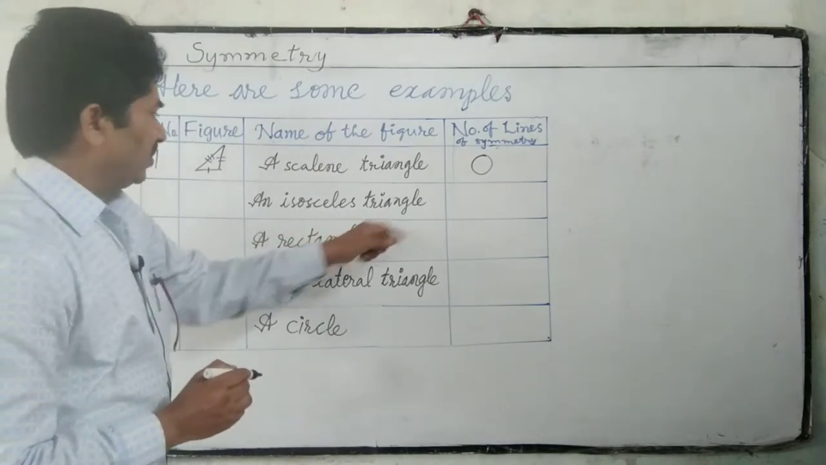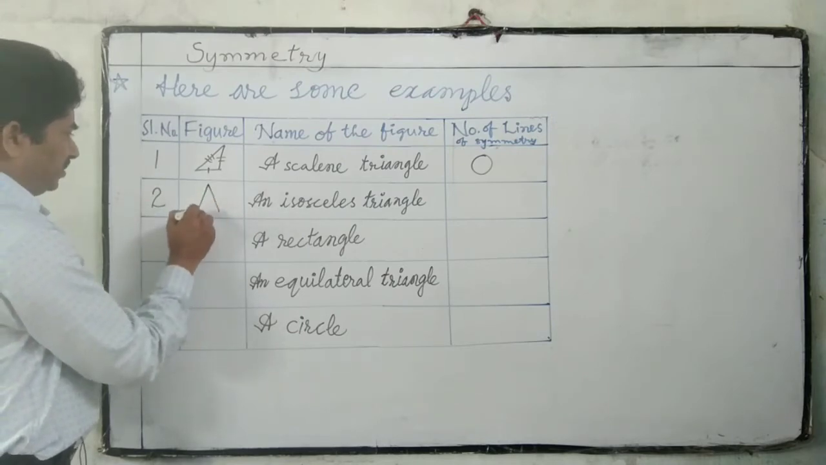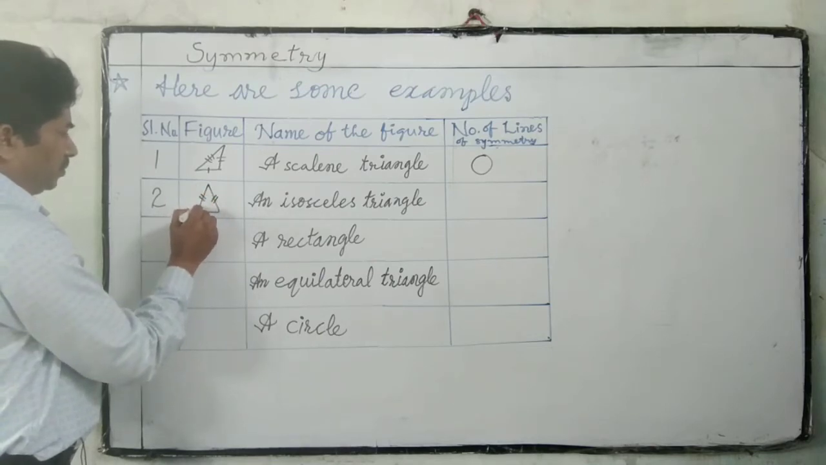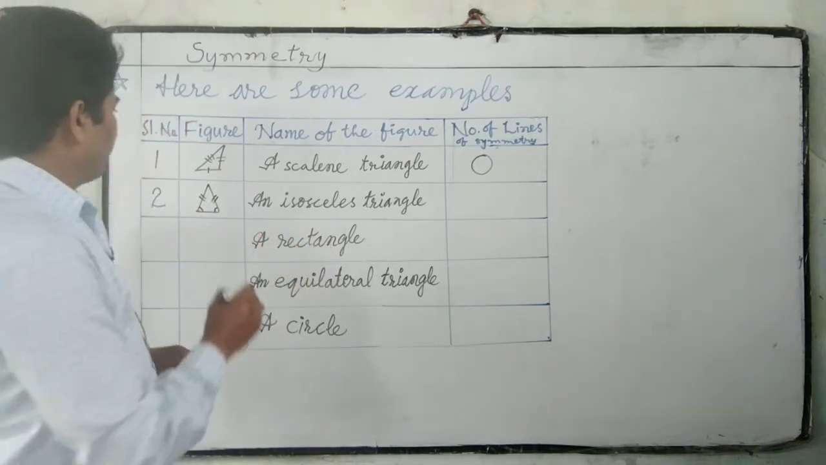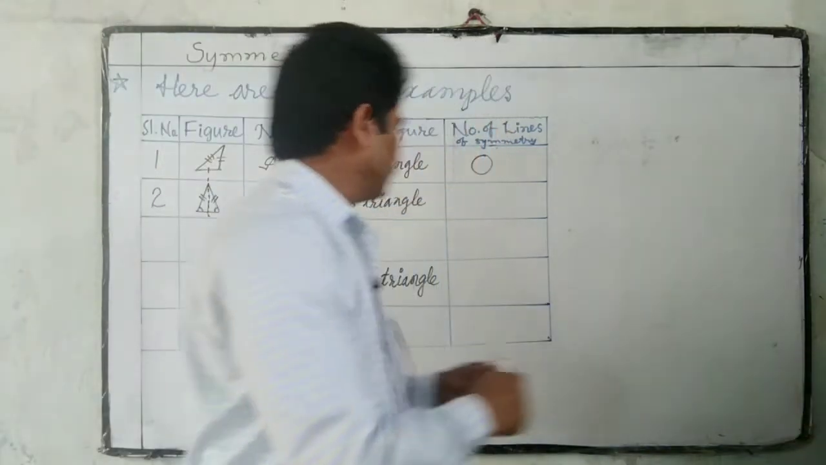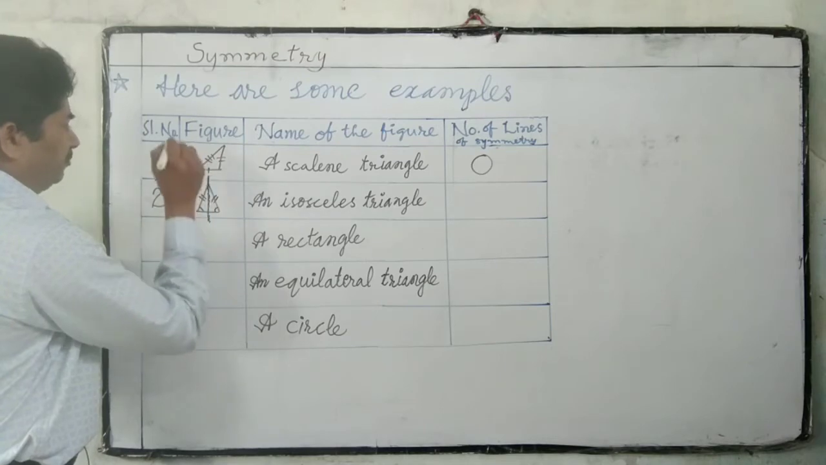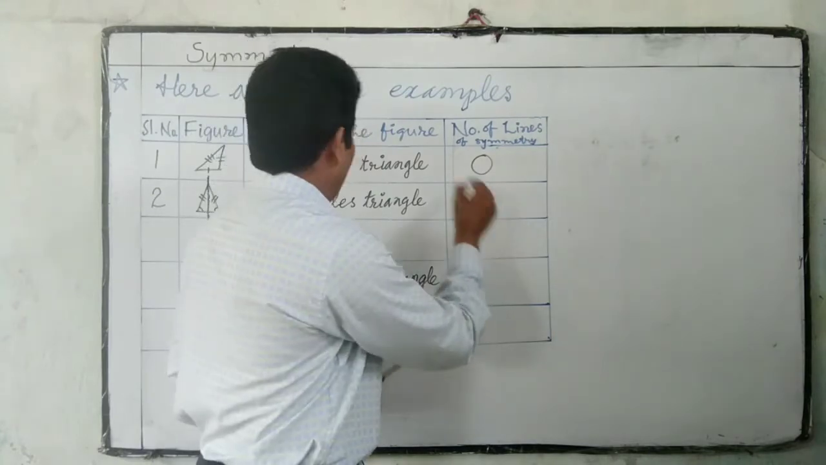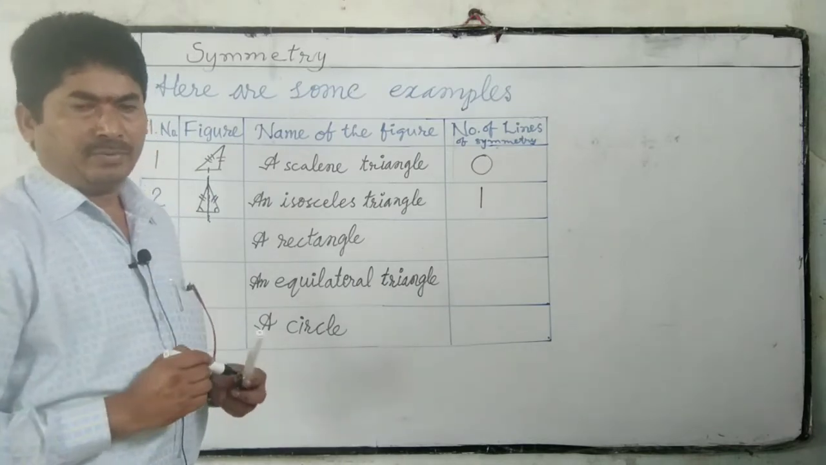Second one, an isosceles triangle. Two sides of a triangle are equal. For this, we have one line of symmetry. These dotted lines showing line of symmetry. So one line of symmetry. An isosceles triangle have one line of symmetry.